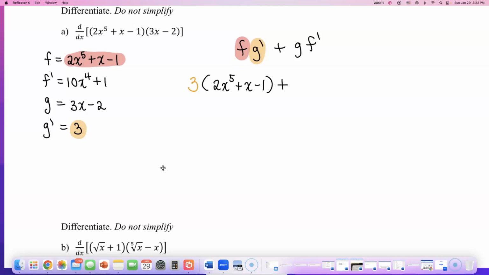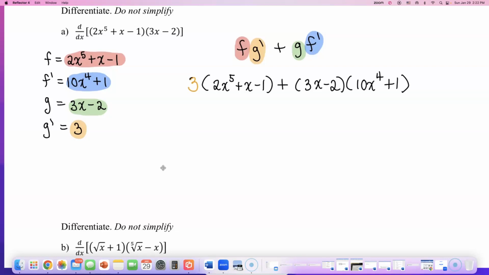And what's g? g is the original second piece of the multiplication. So I'll put that: 3x minus 2. And we're multiplying that by f prime, which is that blue expression. So I'll write that down: 10x to the fourth plus 1.